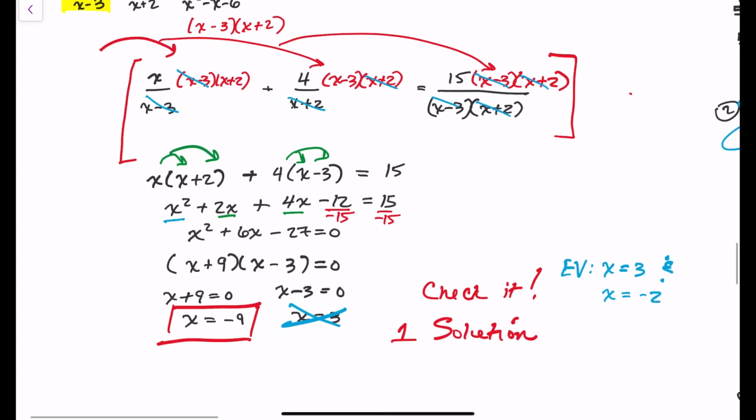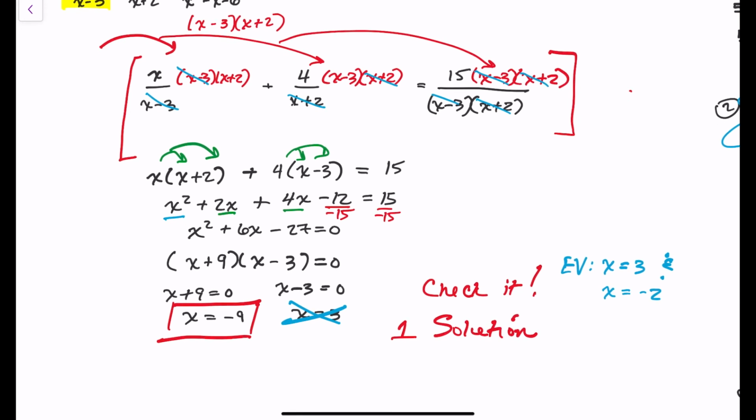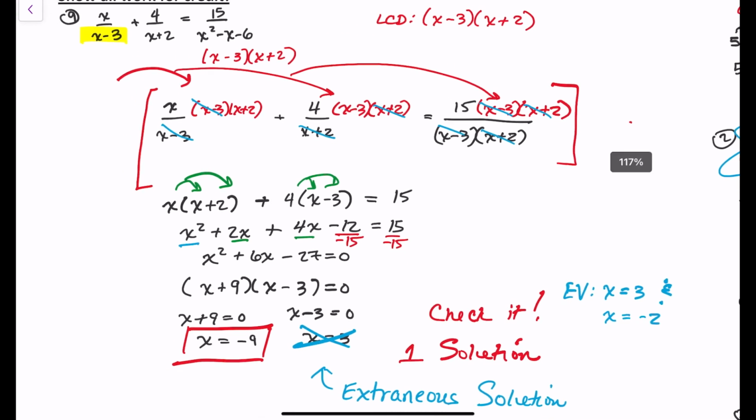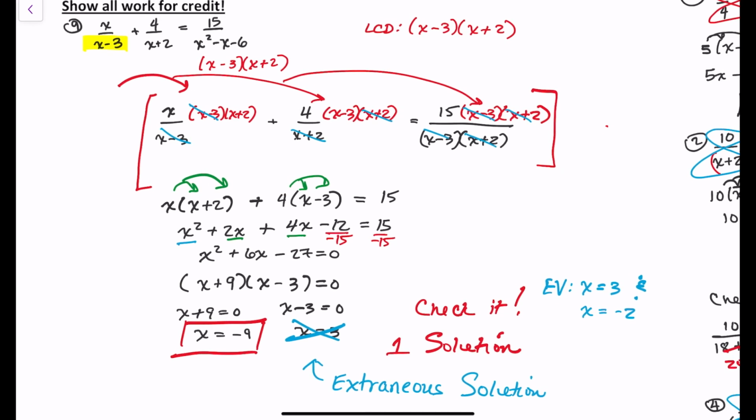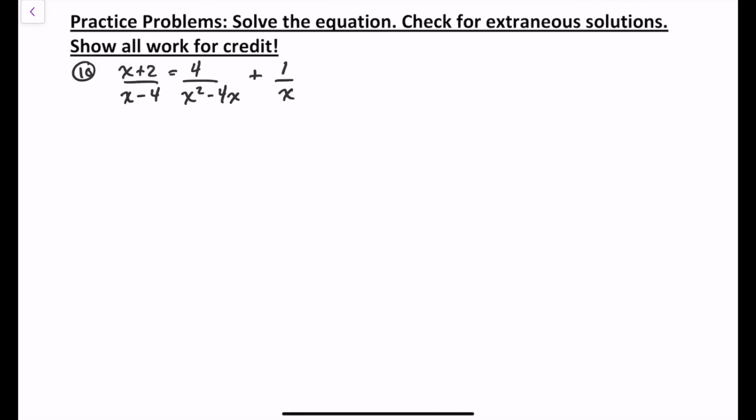So make sure you deliberately cross through that extraneous solution, so it's obvious that you got that answer, you checked it, and you know it doesn't work in the problem. Whether you're putting a box around your final answer or writing your answer in the blank, that's really important. So last one, number 10.